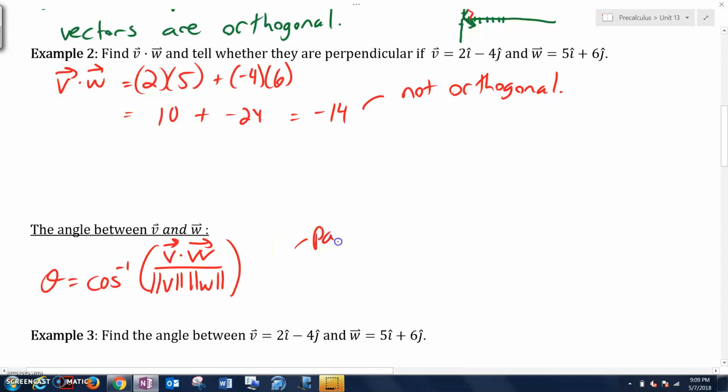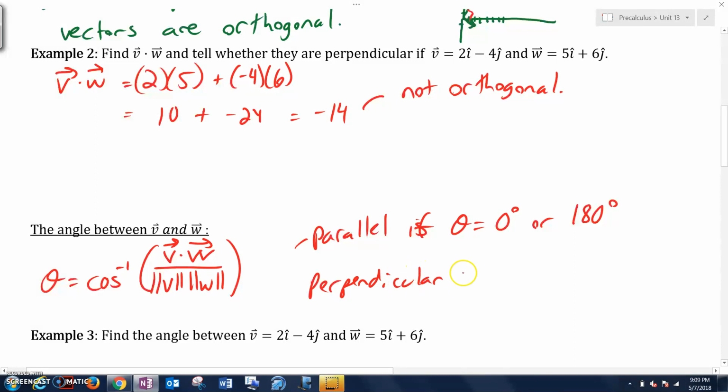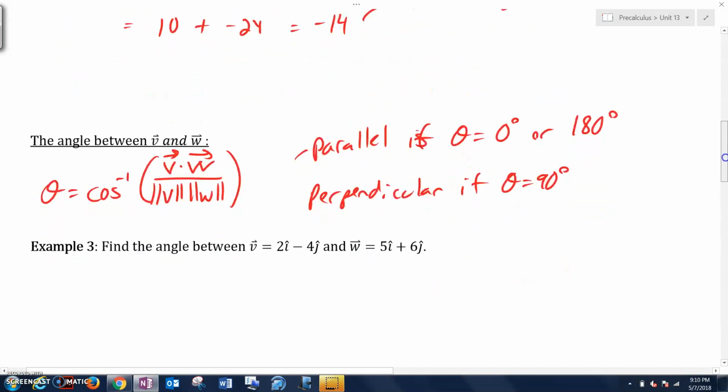It's parallel if theta is equal to 0 degrees or 180, which means there's really a line between them, they're the same thing. And again, perpendicular if theta equals 90 degrees, but that means the dot product will equal 0. That's how you get a 90 for cosine inverse, because cosine is 0 when you're at an angle of 90.